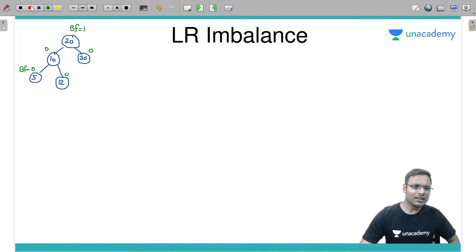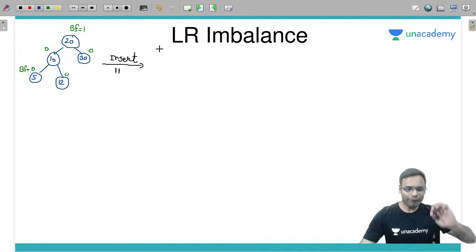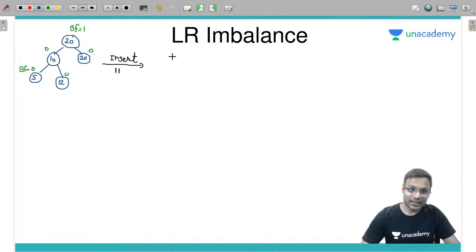Good. Now let's see in this particular tree, suppose I insert a new node, which is 11. If I have inserted a new node 11, what will happen? Let's see what happens when we insert the element 11.